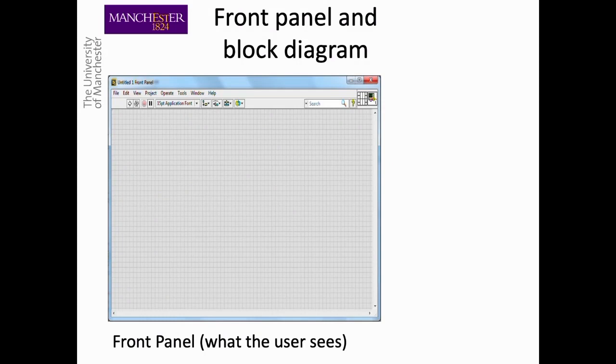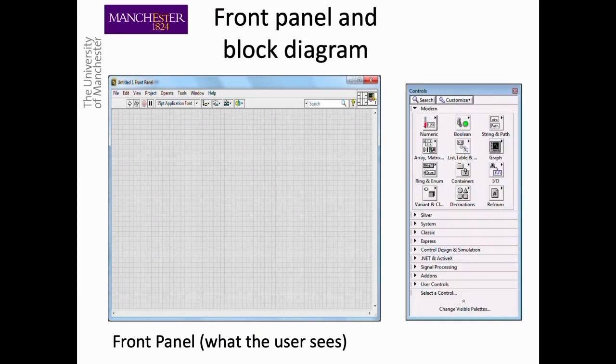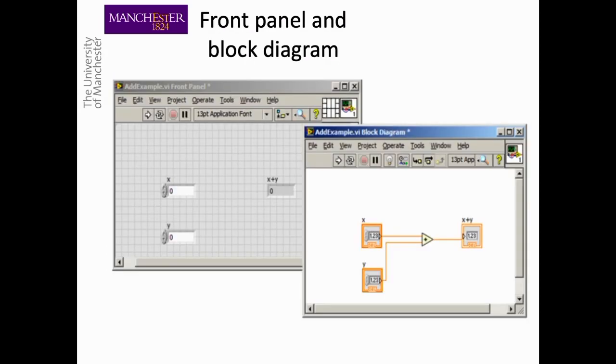The front panel, that's what the user sees. And on the front panel, we use the controls palette to put things down there, so we can drag and drop indicators such as graphs and charts. So let's have a look at what that looks like for a program similar to the one that we wrote before.